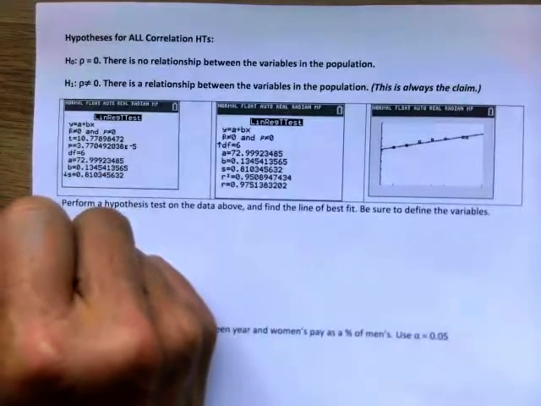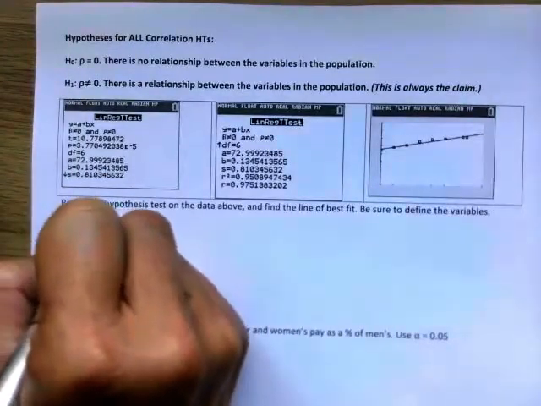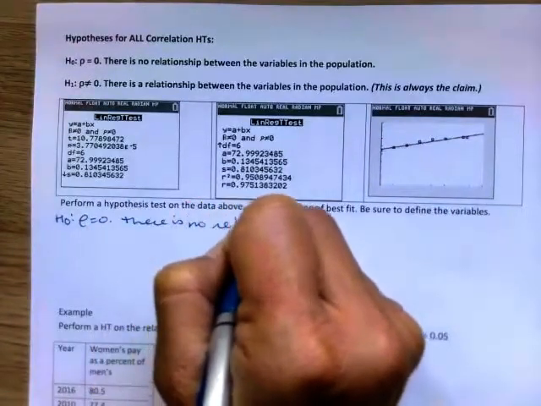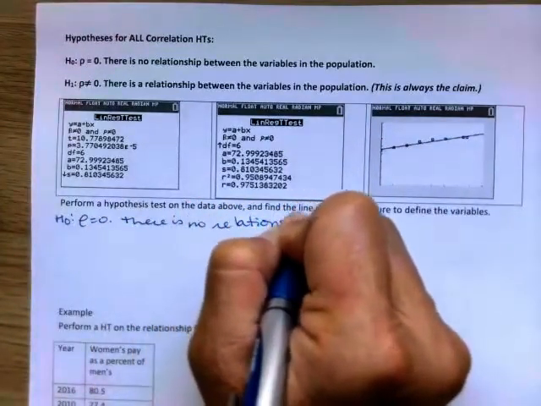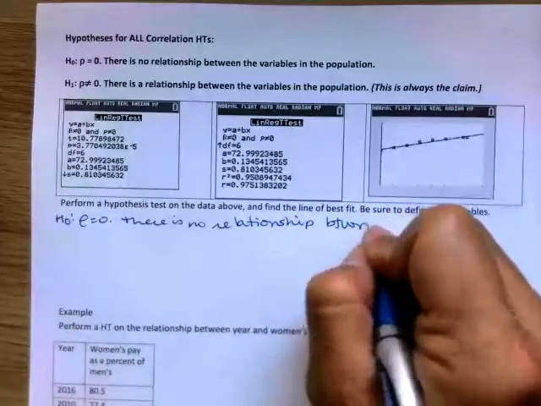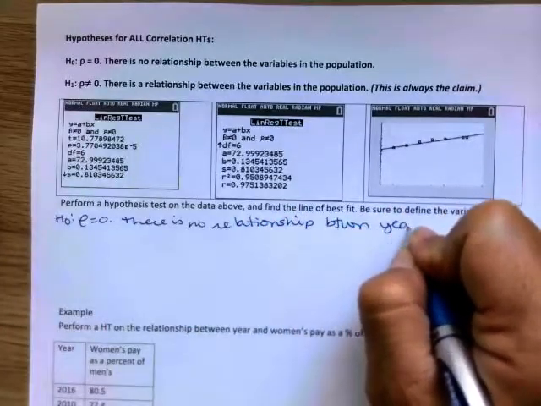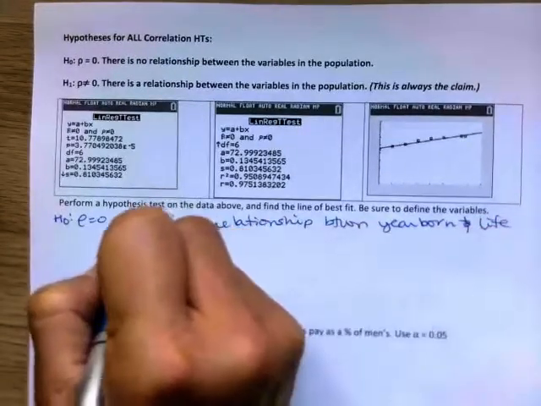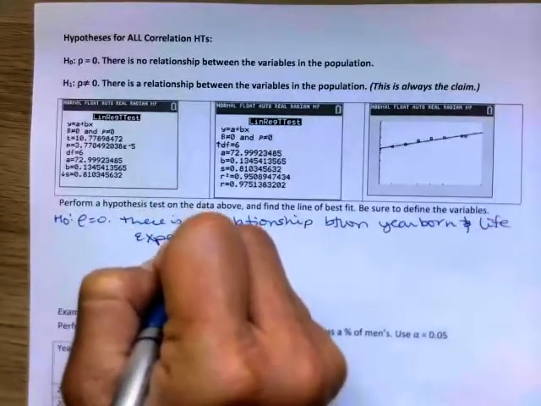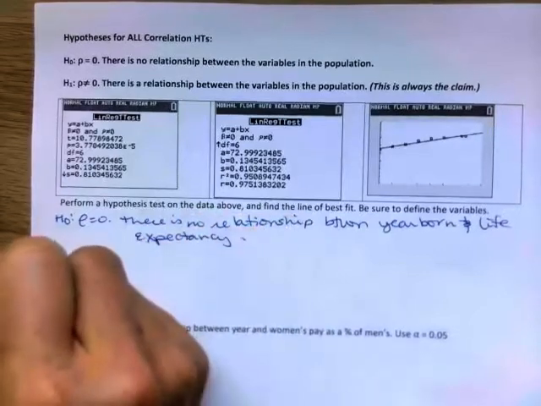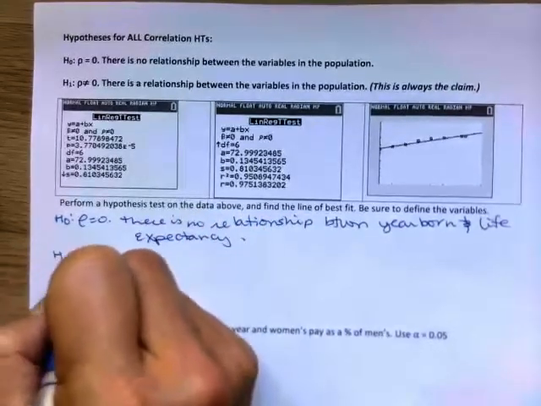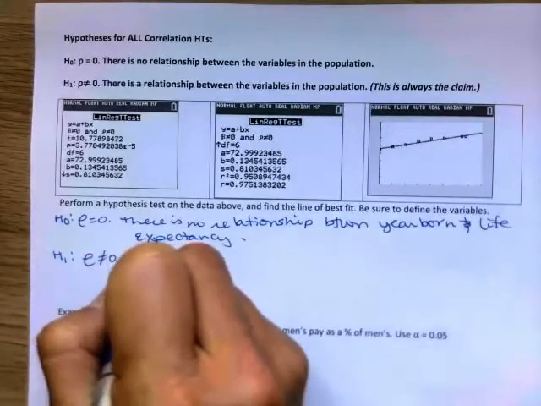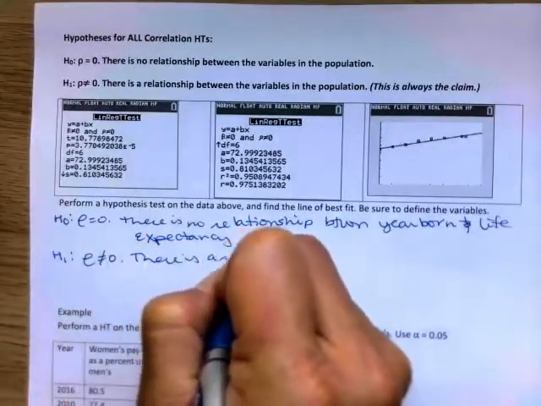So H naught, rho equals 0. I'm going to go ahead and use the real words here. There's no relationship between year born and life expectancy. I'll just write it for 1, I guess. H sub 1, rho does not equal 0, which means there is a relationship.